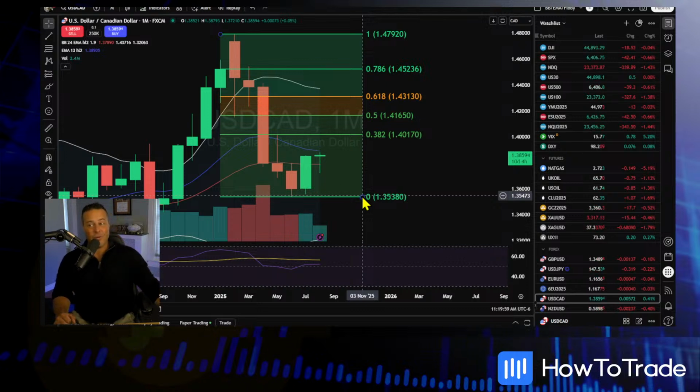look out, crude oil. What's that going to do to the dollar? It's not going to do much to the dollar. What's it going to do to the Canadian dollar? Excuse me, it's going to hurt it. Probably going to send this dollar CAD higher. That's what I would expect.